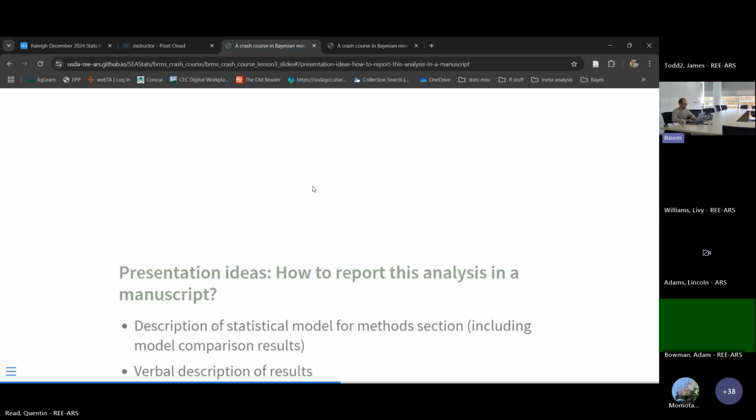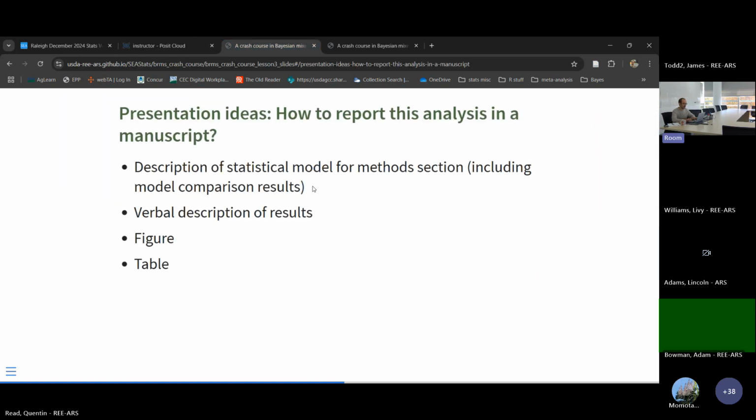Yes, and I have also included some stuff in the lesson text, which might be helpful to you, which I'll go over briefly, of how you would write this up in a manuscript. Basically, in this case, we did all that model comparison, comparing the different covariance structures. I would usually just stick all of that in the methods and not put it in the results, because it's more of a technical aspect of the stats.